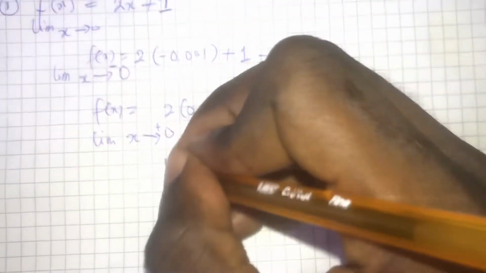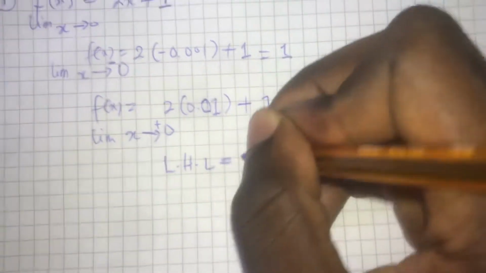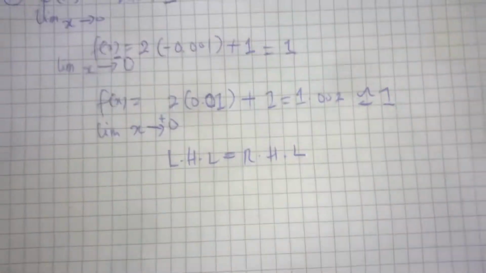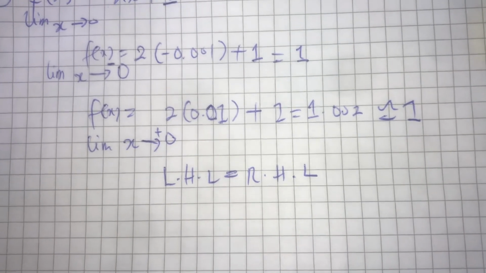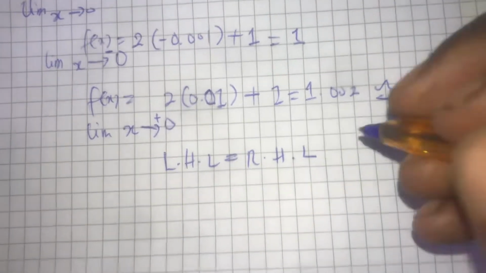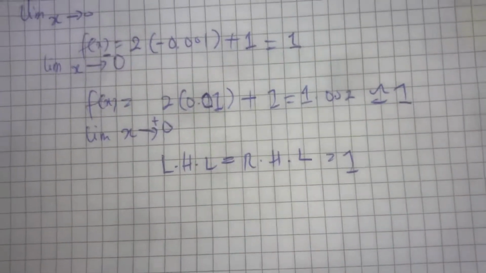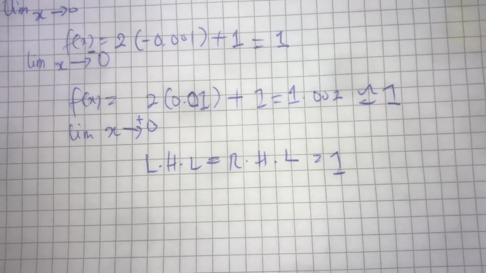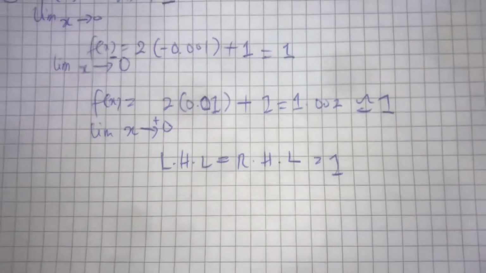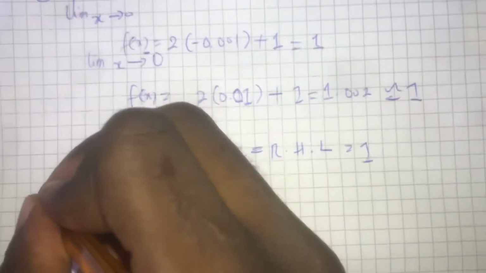So here I can say that my left hand limit is equal to my right hand limit. So here now I can say that the limit of the function is 1, because the left hand limit and the right hand limit are equal, and they are all equal to 1. Now let's move to the next example.